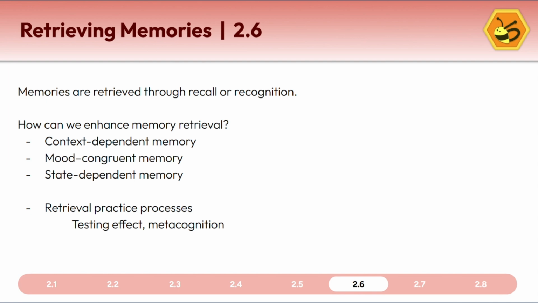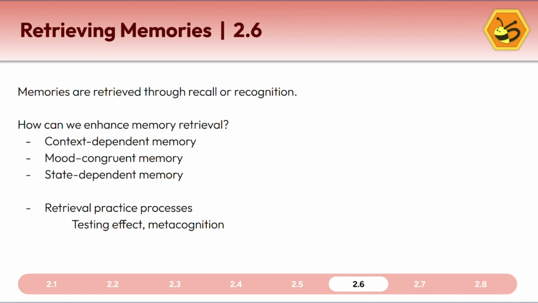State-dependent memory says that we are more likely to remember information when our body is in the same state that we learned it in. An example of that is if I learned something when I was really sleepy and tired, the next time I become sleepy and tired, it might be easier for me to remember it. The testing effect is basically when we force ourselves to actively recall information, which will lead to stronger memory. That is why it's good to quiz ourselves or to take practice tests instead of just reading notes over and over again.